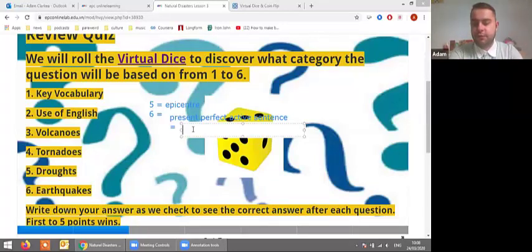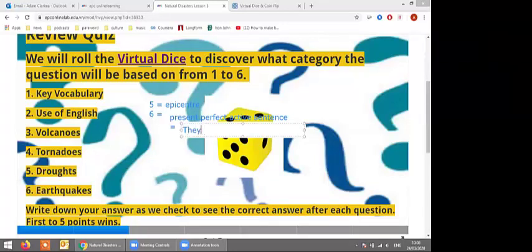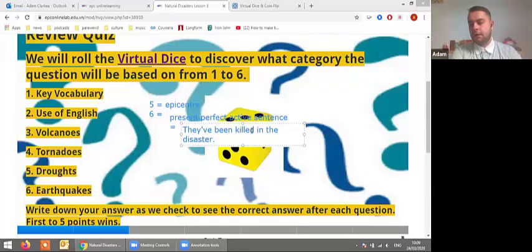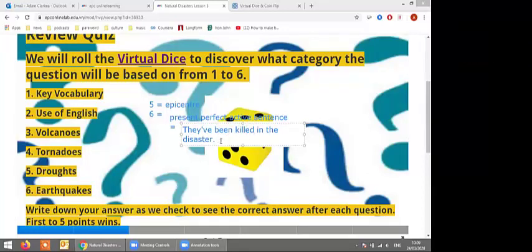I'll give you an example. So we can say they've been killed in the disaster. So you would have to say your subject, they've been killed. This would be the main part. I've been, then past participle, and it's part of your sentence. So present perfect active is they've been, or I've been, or she's been killed, or they've lost. The present perfect active.